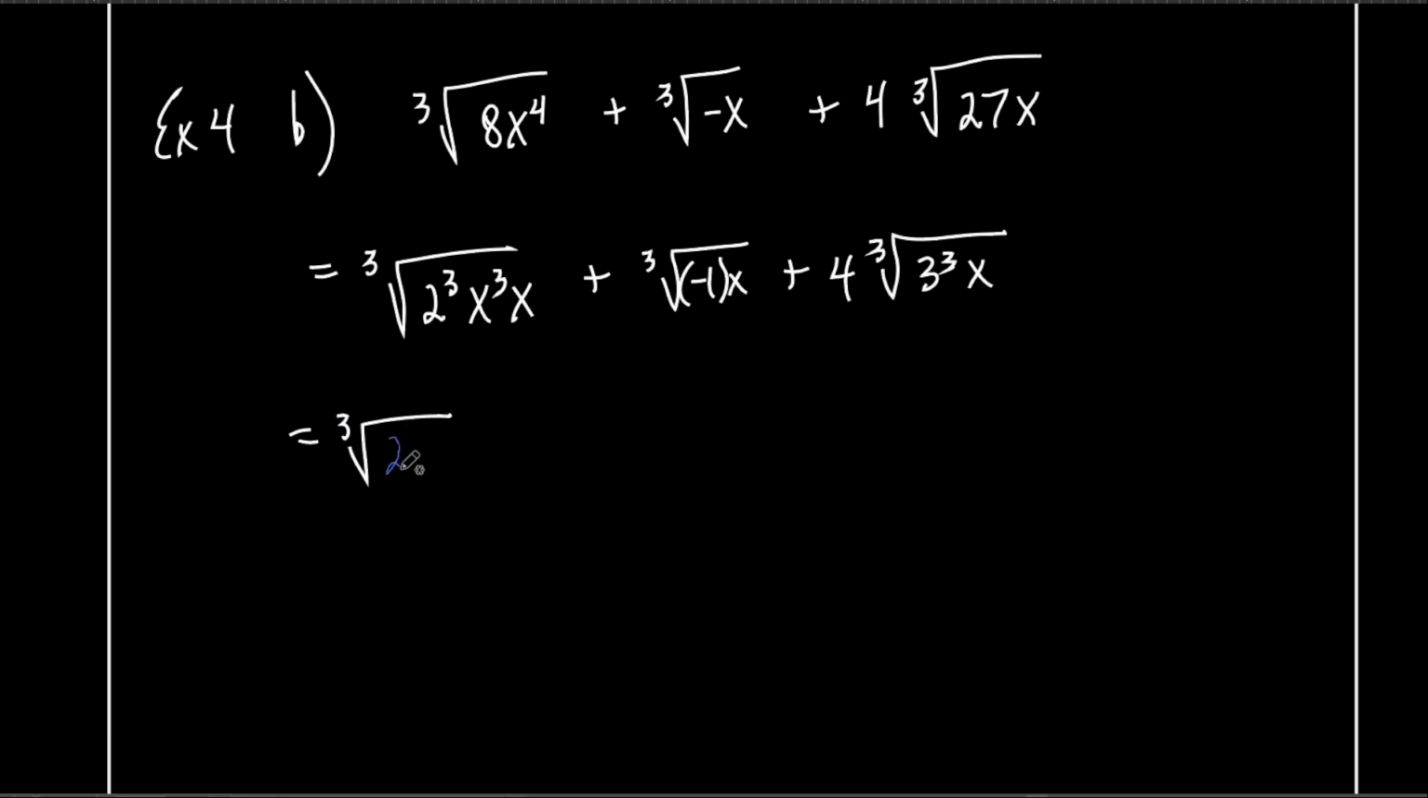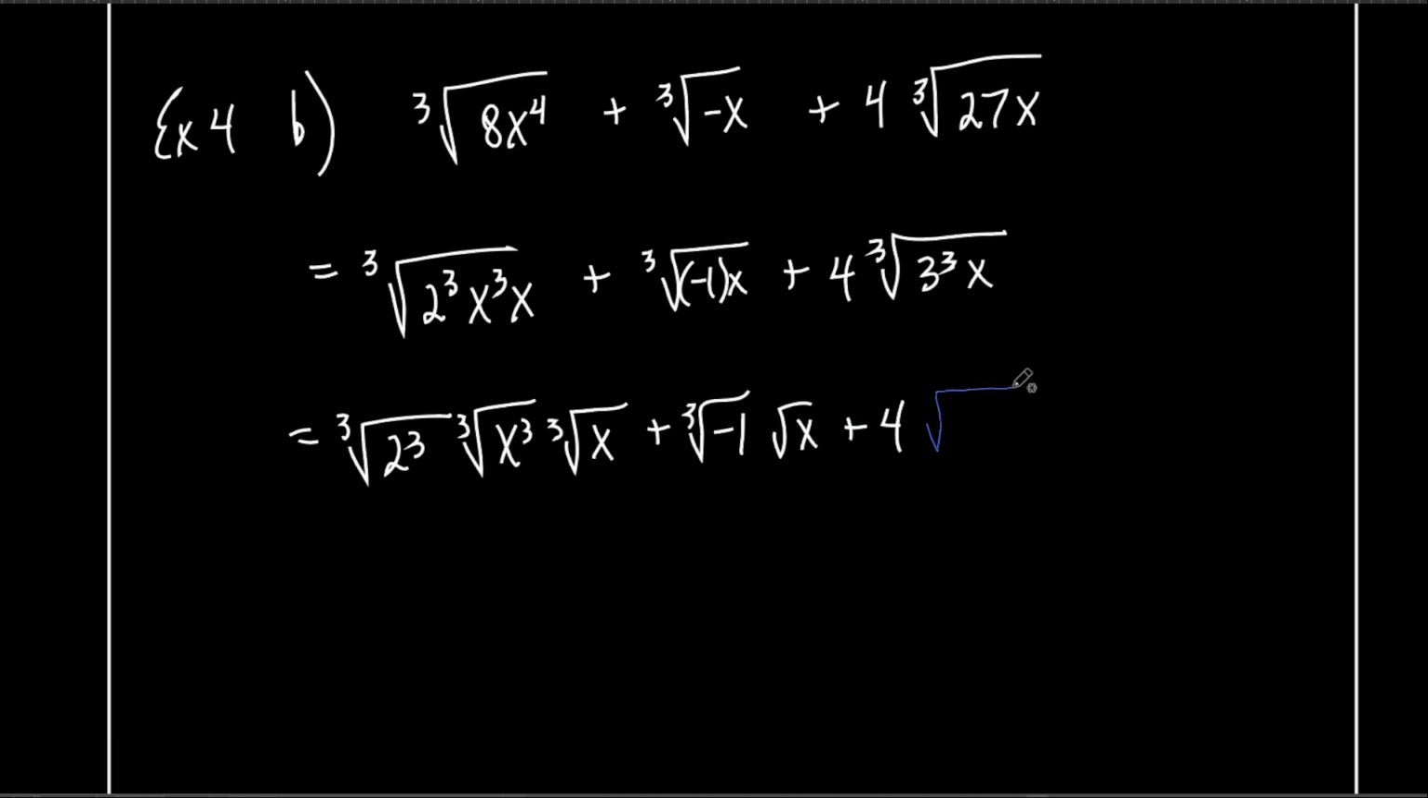So the cube root of 2 cubed. You could probably do this in your head. I'm just going to show you the steps, though. And then you got the cube root of x cubed, and then you got the cube root of x. Plus, this would be the cube root of negative 1, and then the cube root of x. Plus 4 times this cube root of x. What happens here? Cube root, that cancels. I'm left with a 2. That cancels. I'm left with an x.